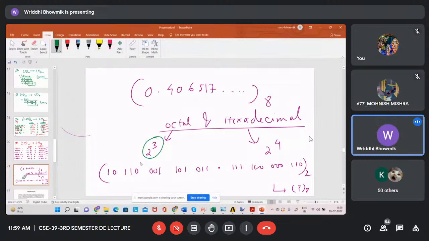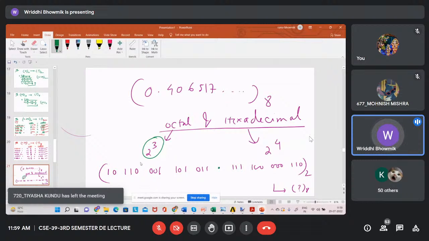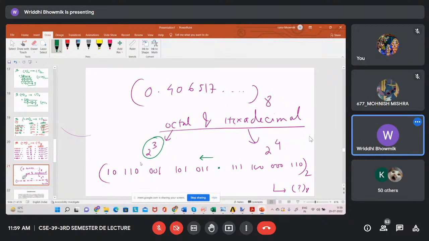I will start from this point and go to the left hand side, and from this point I will go to the right hand side, and I will make groups of 3 binary bits. Because octal means what? Octal means 000, 001, till 111. So that is why I am making the group of 3. And going to the right hand side, again I am making groups of 3.